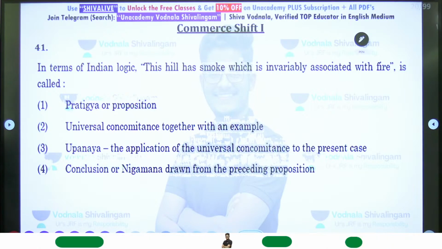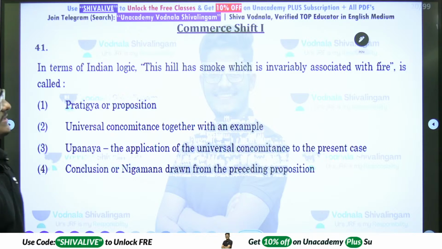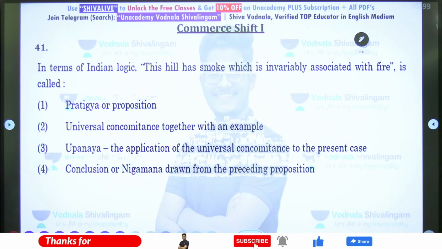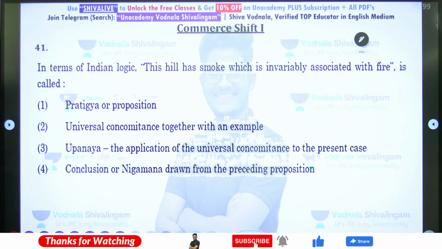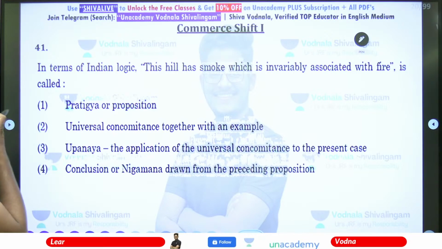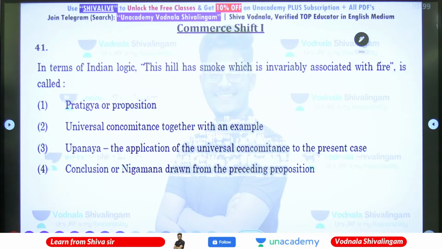In terms of Indian logic, this hill has a smoke which is invariably associated with a fire. Is called a pratigya or proposition. Universal concomitance together with an example. Upanaya, the application of universal concomitance to the present case. Conclusion or nigamana is drawn from the preceding proposition.